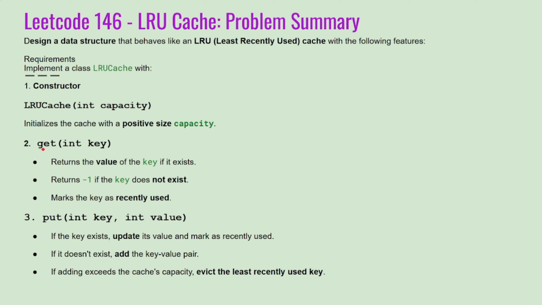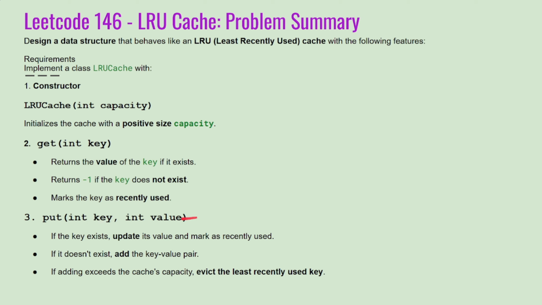Further, we have a get method, and this get method will return the value of the key if it exists, otherwise return -1 if the key is not there, and then we'll mark the key as recently used. We have to mark that so that if we want to add further and the capacity is exceeded, we will not remove this one, but we'll remove the one which has not been used for a long time, right? Then we'll create another method, put, with int key and int value.